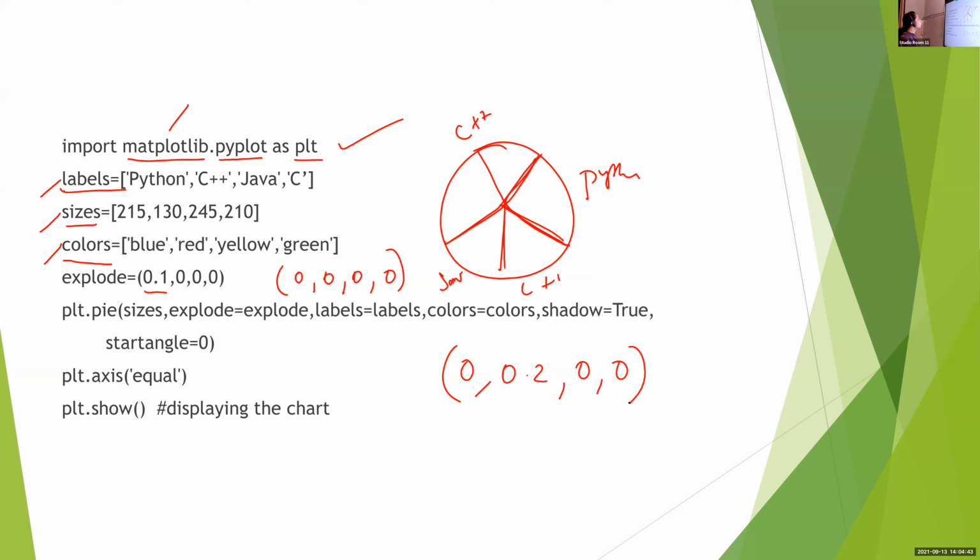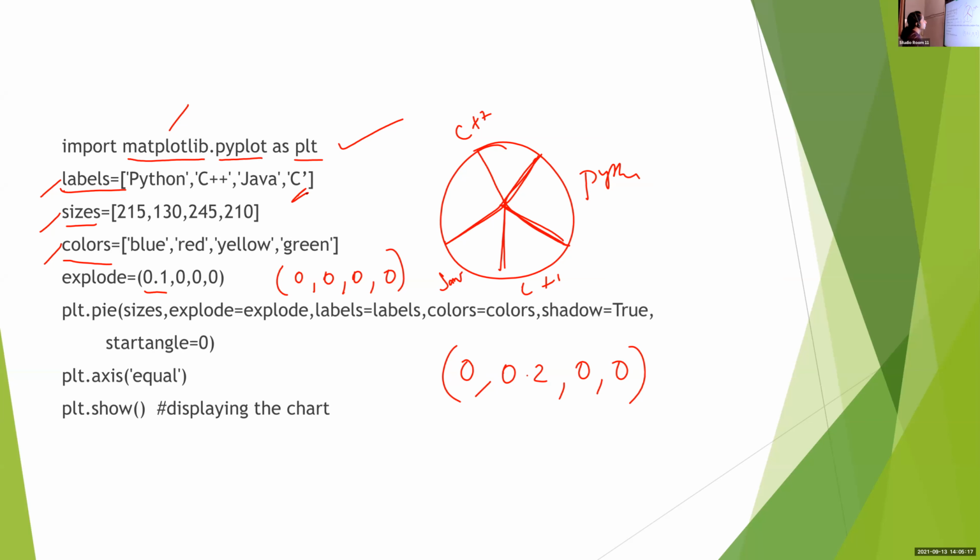Ashish, I want to pull out C. How can we write the statement, Ashish? Okay, Sana. Amal. Yes, ma'am. How can we pull out C using this explode?